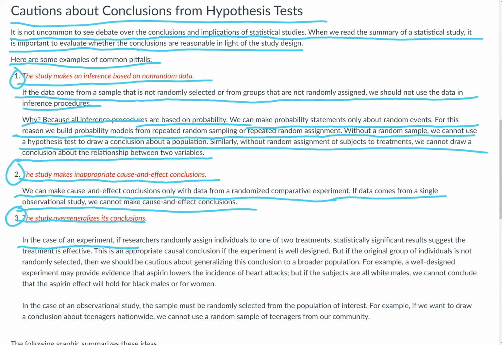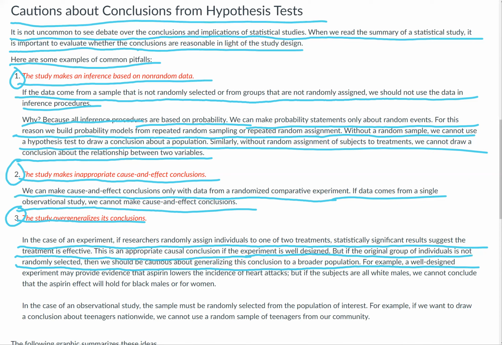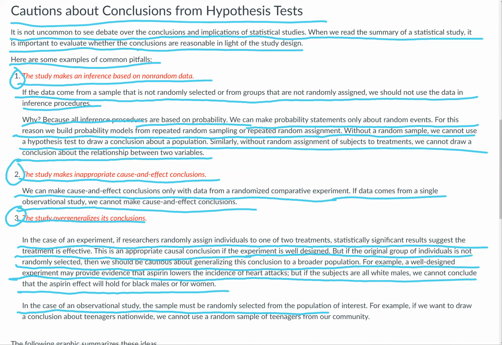In the case of an experiment, if researchers randomly assign individuals to one of two treatments, statistically significant results suggest the treatment is effective. This is an appropriate causal conclusion if the experiment is well designed. If the original group of individuals is not randomly selected, then we should be cautious about generalizing this conclusion to a broader population. For example, a well-designed experiment may provide evidence that aspirin lowers the incidence of heart attacks, but if the subjects are all white males, we cannot conclude that aspirin effects will hold for Black males or for women. In the case of an observational study, the sample must be randomly selected from the population of interest.